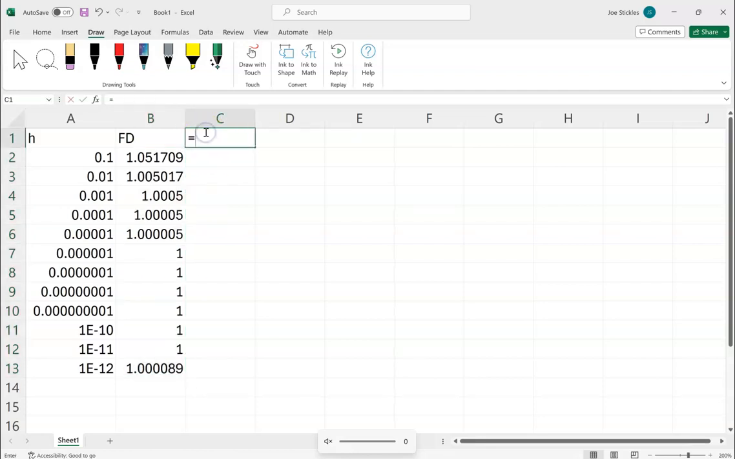So for the error, remember, I'm just going to do signed error, just how far is it away from the true value. The true value we know is 1, and the approximated value is what's over in B2. So I'm just literally subtracting the B2. If I take that and copy, well, if I can copy.